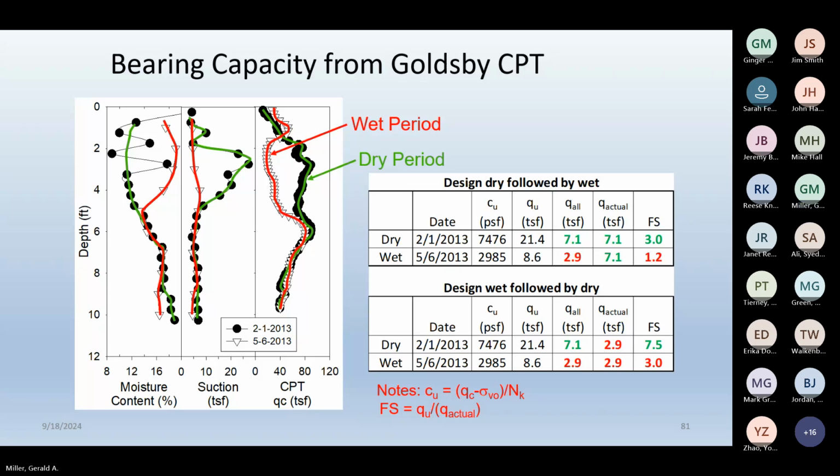Okay, and then in the lower computation, it's just the opposite. So we do it during the wet. We base our actual on the wet, which would be 2.9. If the soil dries out, our factor of safety is going to increase. So this illustrates that clearly it's more desirable to do your in situ testing during the wettest period expected for that site than during the driest.